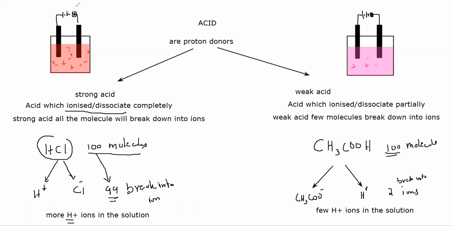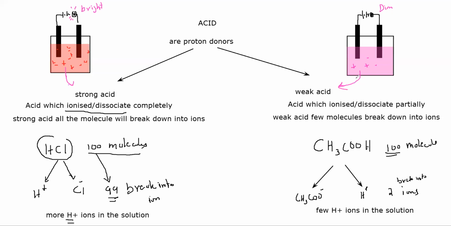When you pass the current, if the lamp appears bright, the intensity of the light is more, it means the acid through which you are passing the current is a strong acid. But when you are passing a current through a weak acid, the lamp will be dim. If the brightness is low, it shows the acid is a weak acid. There are different ways to identify whether an acid is strong or weak, and this is one of them.